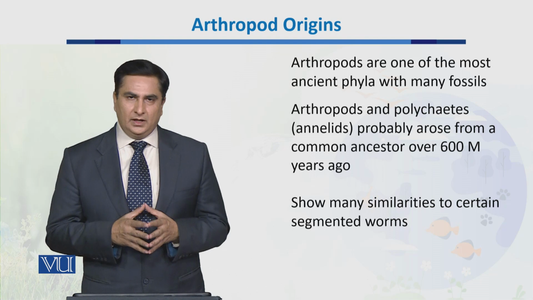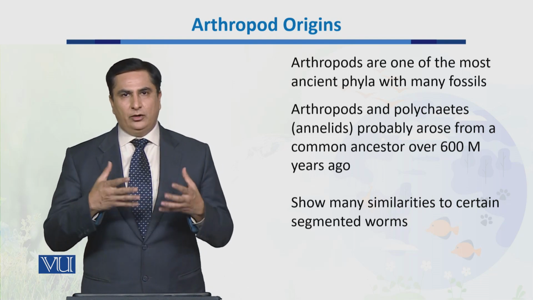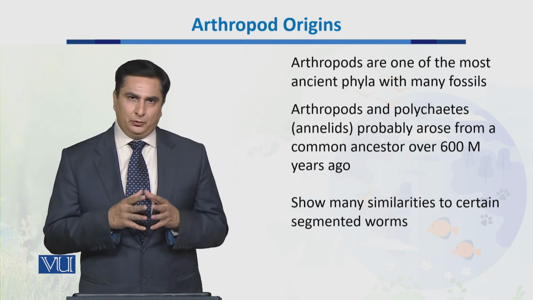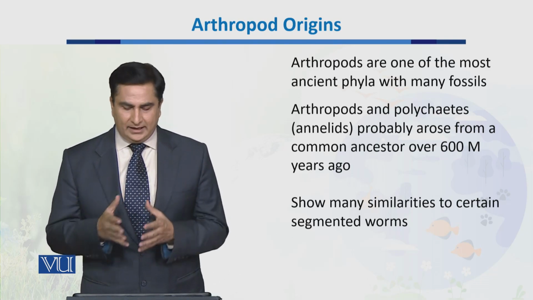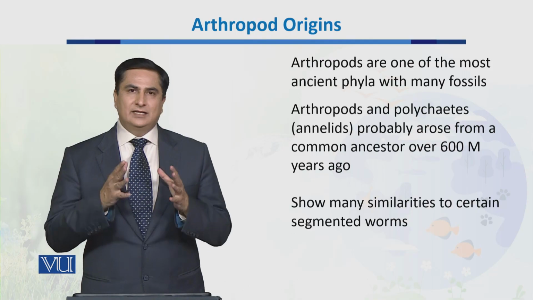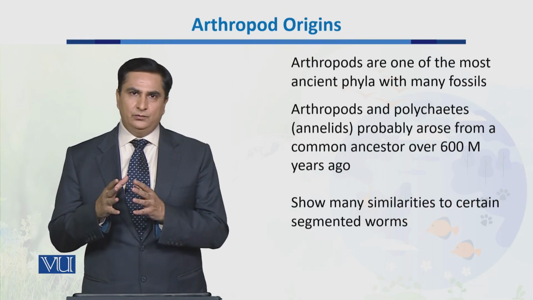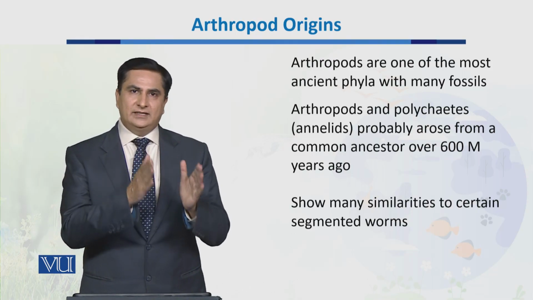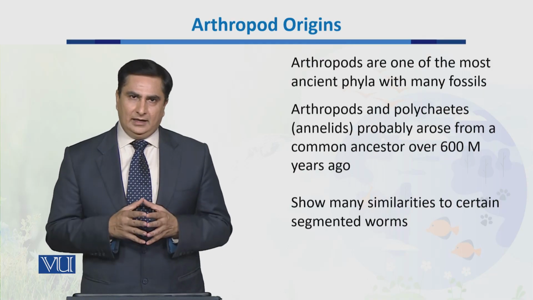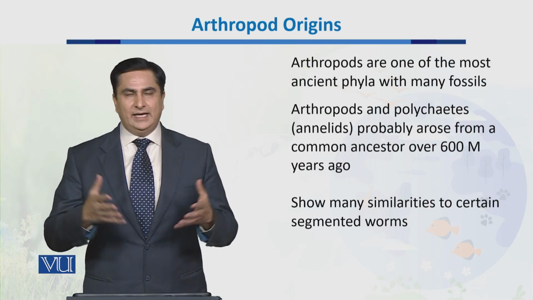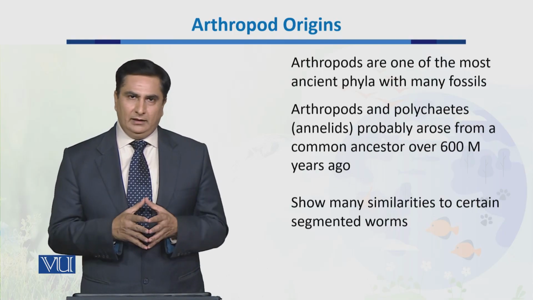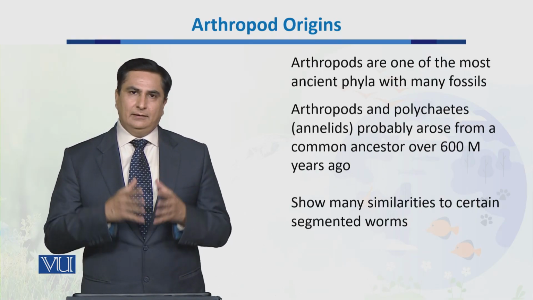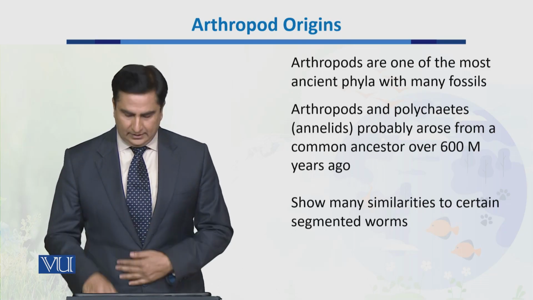the past. Now, when we talk about the origin of arthropods, it is believed that they originated along with polychaetes some 600 million years ago, and they share a common ancestor with the phylum Annelida. So they have so many distinct similarities with the animals of phylum Annelida.